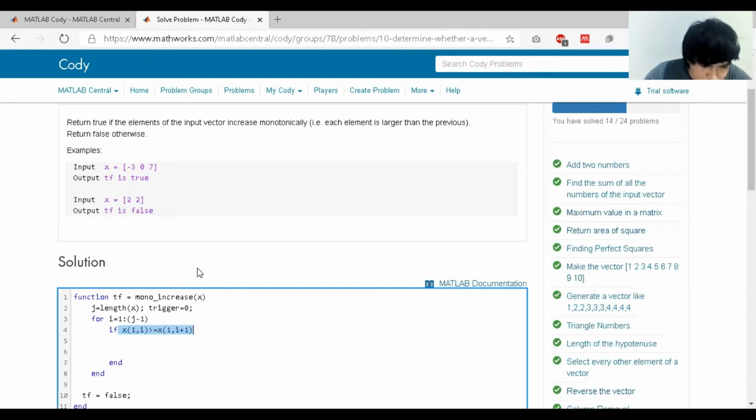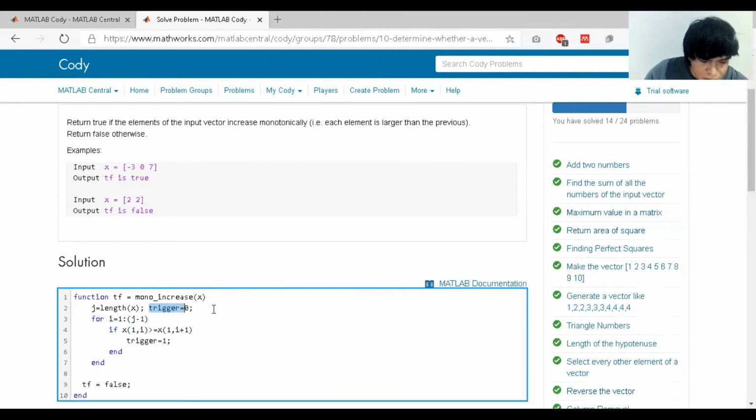If this happens, which is what we don't want to happen, trigger is going to change to 1. If this never happens, it's going to stay at 0. Okay, so if it's monotonically increasing, trigger is going to end as a 0 during all this iteration. But if at any moment the value is less than or less equal than the previous value, so it's not monotonically increasing, trigger is going to change.